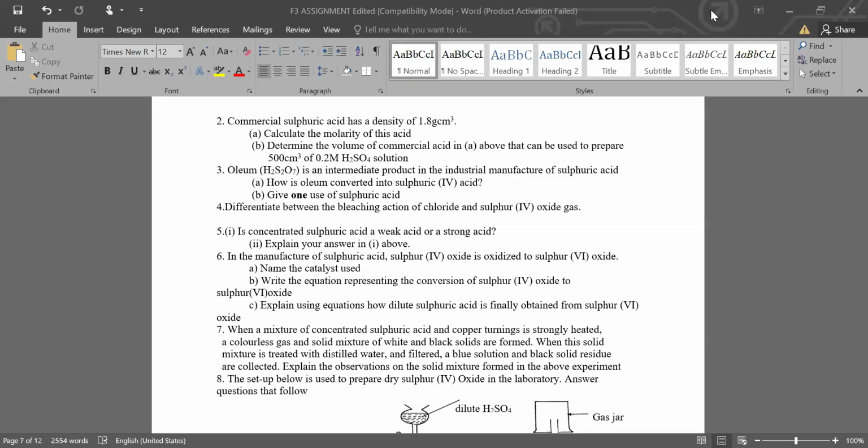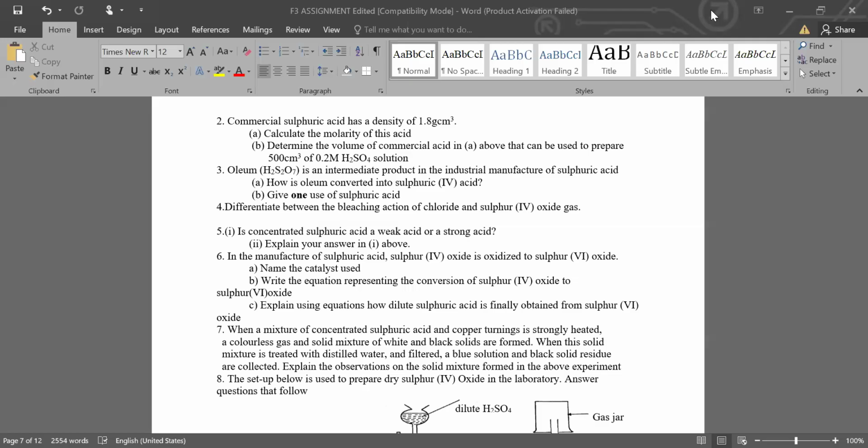The similarity is that both of them remove the color that is there. So they are able to remove the color. That is why they are called bleaching agents. Let's start with how chlorine bleaches. Chlorine will bleach by oxidation.